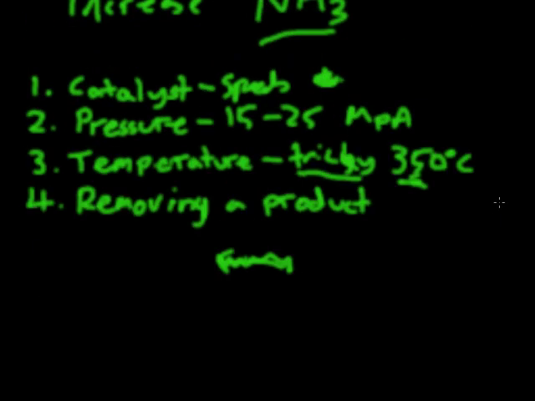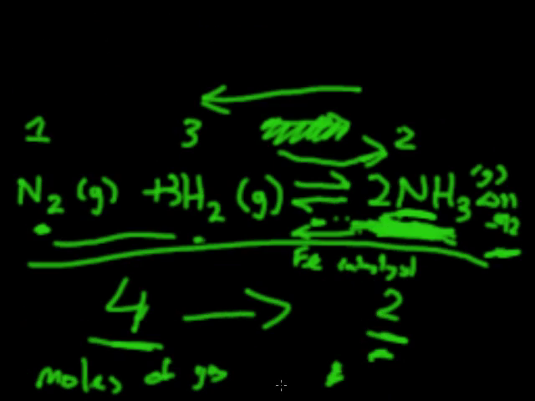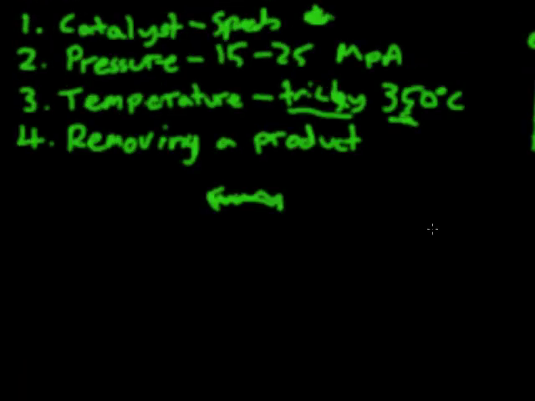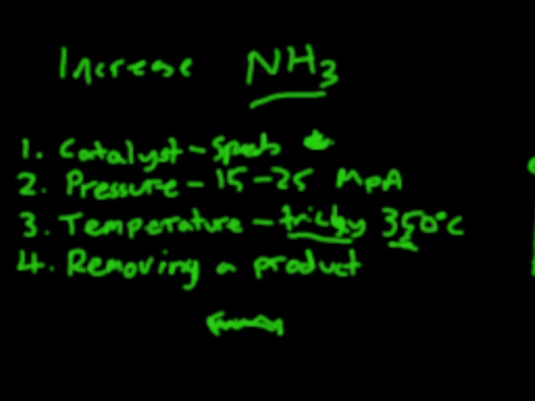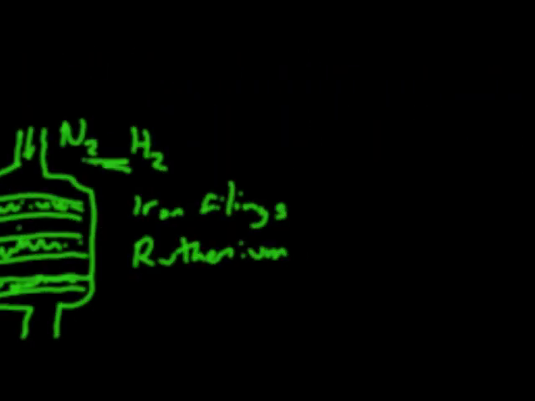Now, the problem with removing a product is that all three of our substances, our two reactants and our one product, are all gases. So you can't just pump out a product or something like that, because they're all mixed together as gases. The way that they get around this is they take advantage of a property of the gases, which is that the ammonia will liquefy first.